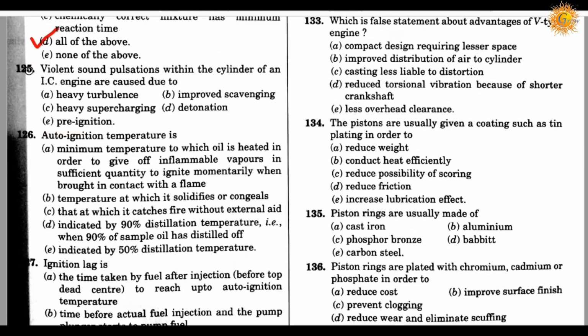Question number 125. Violent sound pulsations within the cylinder of an IC engine are caused due to option A, heavy turbulence, option B, improved scavenging, option C, heavy supercharging, option D, detonation, option E, pre-ignition. So the question 125 correct answer is detonation.